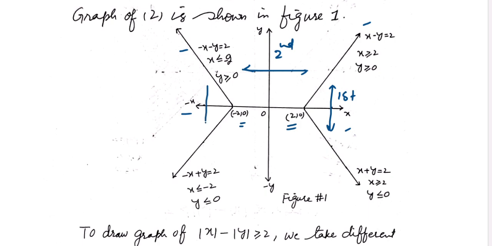This is my third region, again lying between these two lines, x − y = 2 and −x + y = 2, in the second and third quadrants. The fourth region lies in the third and fourth quadrants between the lines −x + y = 2 and x + y = 2. You have to take different points from each of the regions and check which points satisfy the inequality.